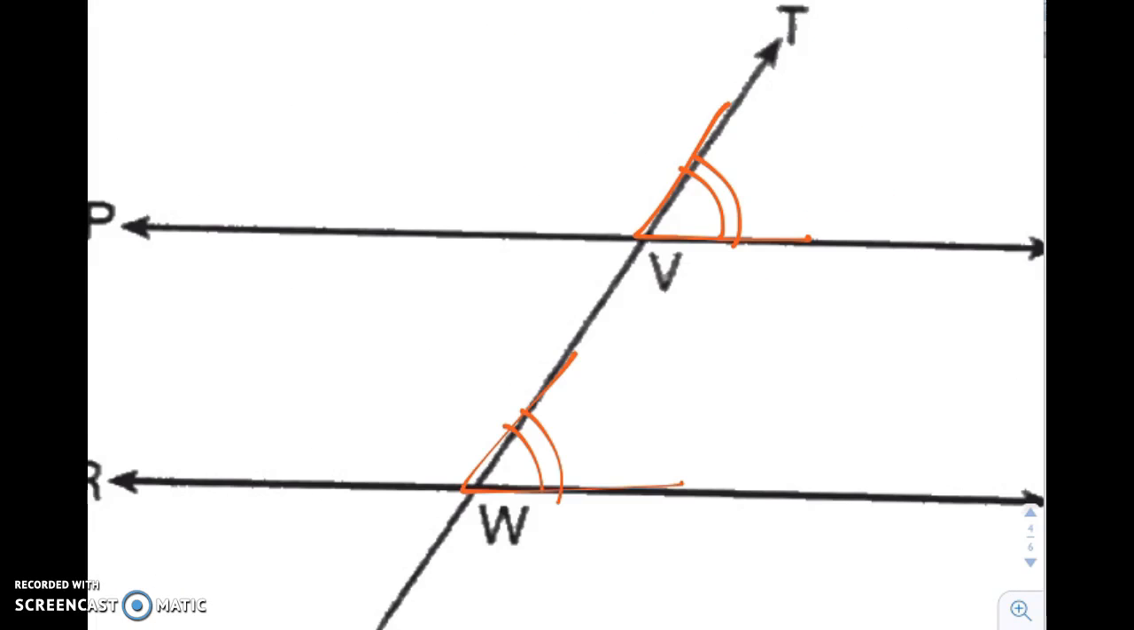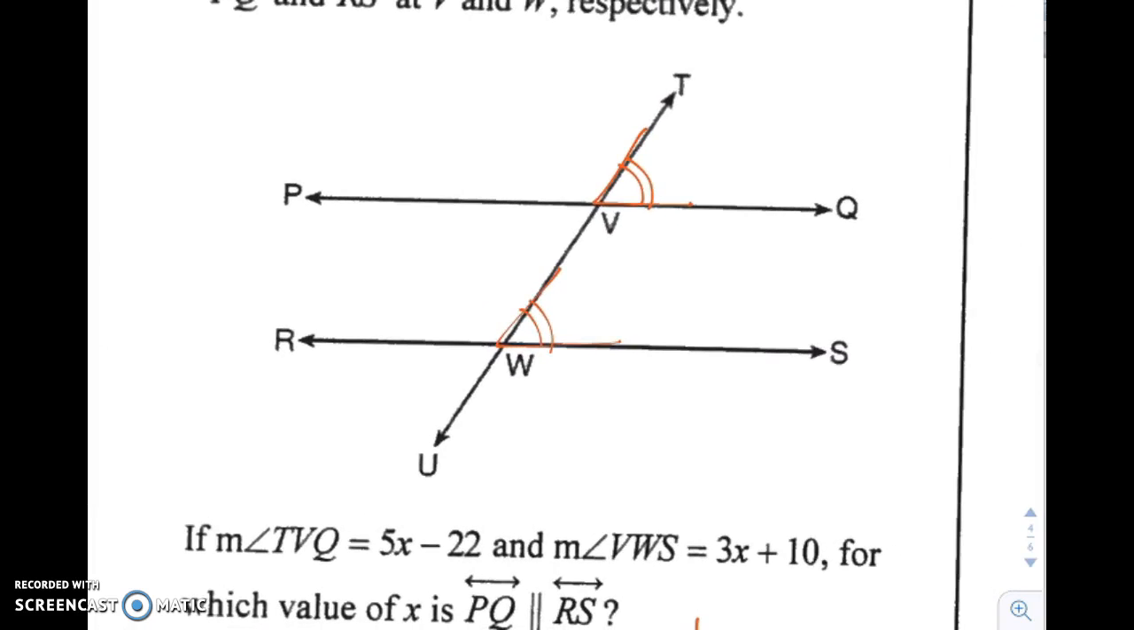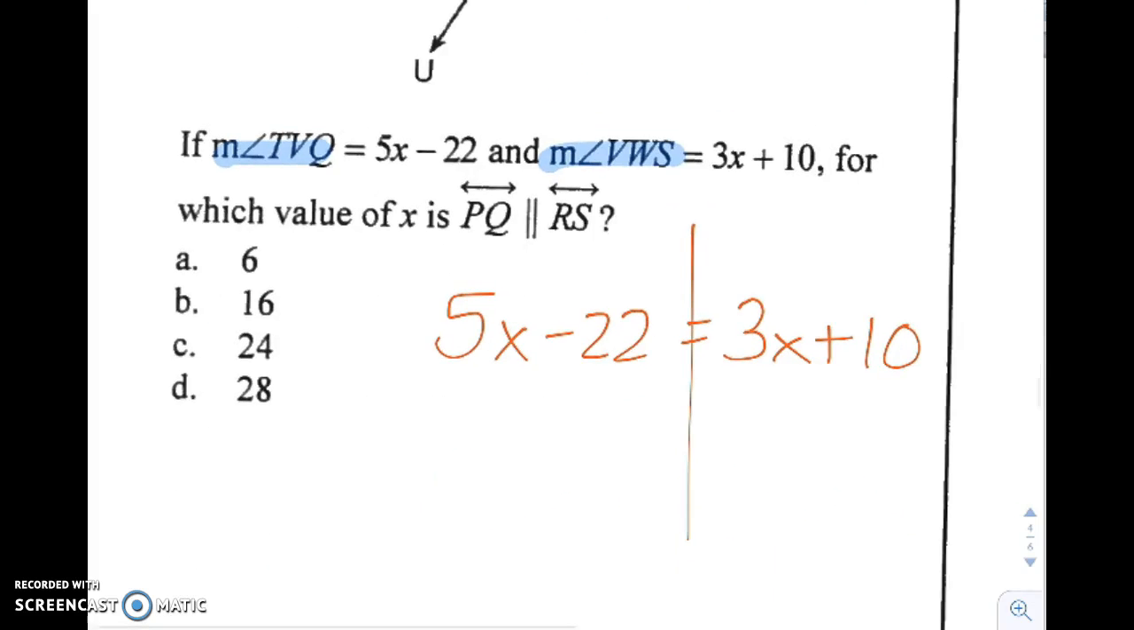I marked the two angles that were talked about in the problem. TVQ, T to V to Q, and VWS, V to W to S. They are equal because they are corresponding. If you want to look just visually, they are both acute, so you set them equal to each other. That is your equation, and you'll solve it from there.